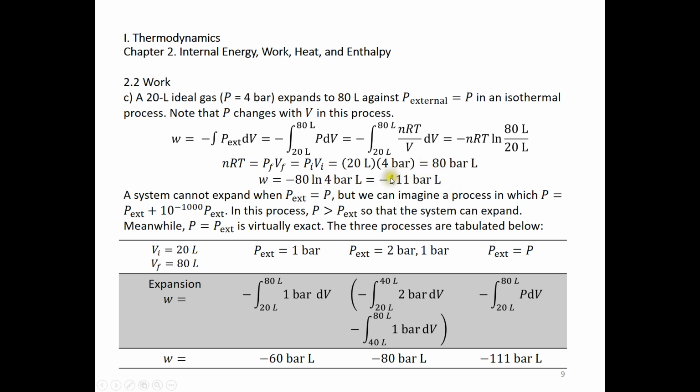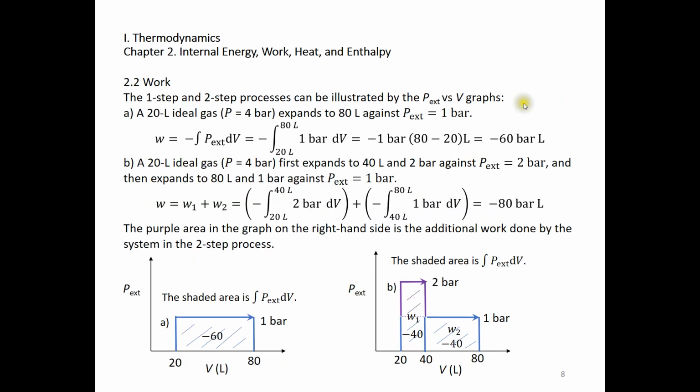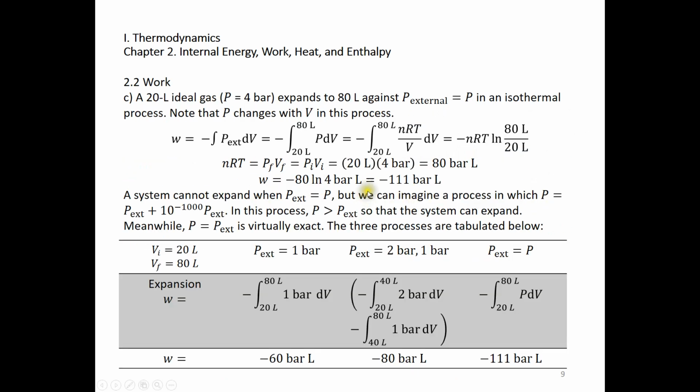And later you will see this is the maximum amount of work the system can do on its surroundings. Remember, in the previous examples, we had 60, we had 80, and now it's 111. This is the maximum amount of work the system can do on its surroundings given this initial condition and also final condition. Now you may wonder, if the external pressure is equal to the system pressure, they cancel. How can the system expand? It's just because you can somehow imagine they are not exactly the same.